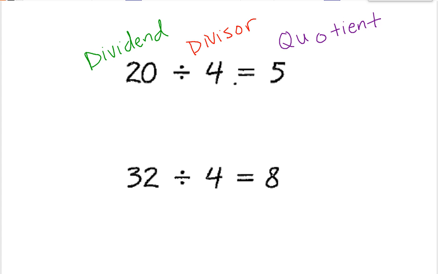Okay. In the second number sentence, it's the same. The 32 is the dividend, or the first number is the dividend. The 4, or second number, is the divisor. And the answer is the quotient.